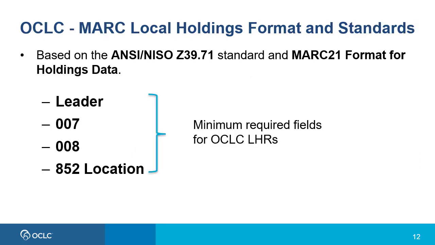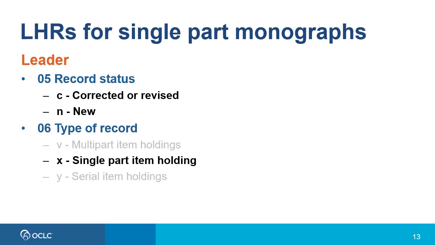At minimum, all OCLC local holdings records attached to a WorldCat bibliographic record contain a leader, an 007 field, an 008 field, and an 852 field. So let's look at the fields in a local holdings record, starting with fields for a single part monograph.